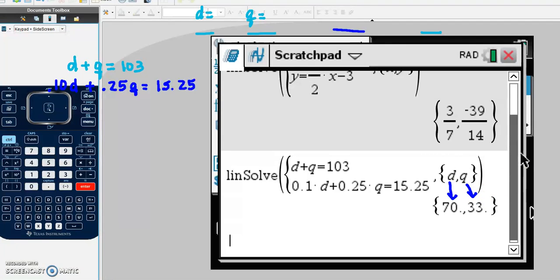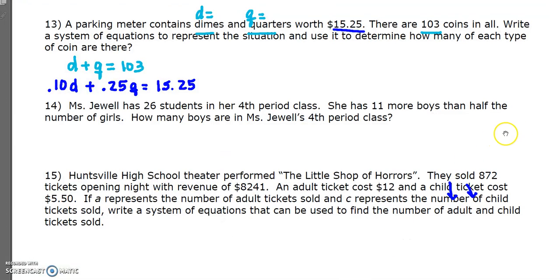So if we go back to the worksheet, we can write that down. We had 70 dimes, and we had 33 quarters.